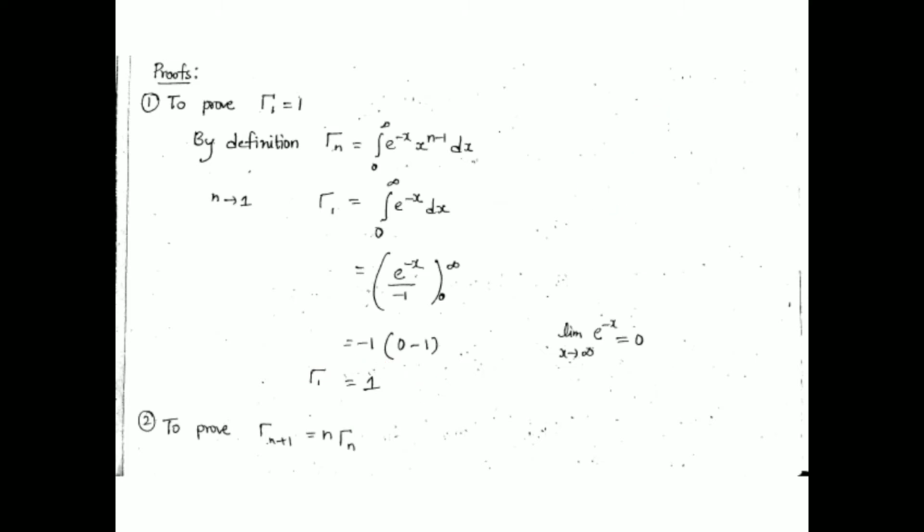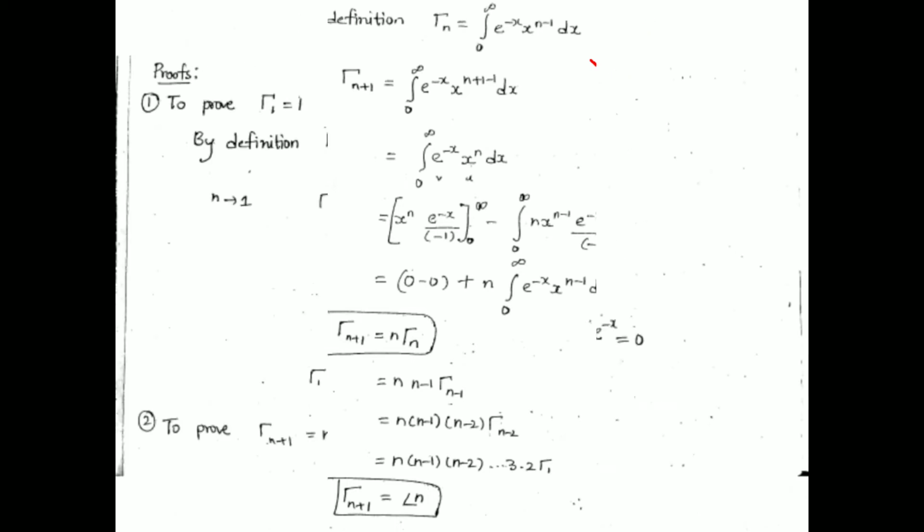Now we need to prove the second property, that is gamma of n plus 1 is equal to n gamma n. So again we need to use the same thing, the definition of gamma function. From the definition of gamma function, gamma n is the integration from 0 to infinity of e power minus x, x power n minus 1 dx.